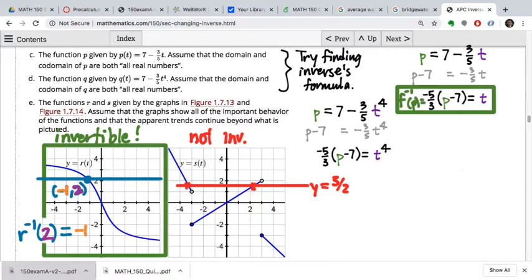I get a formula for the inverse function, because any p-value that I choose, any single input to this inverse, is going to give me a single value for my output. So why doesn't that happen when I have an exponent of 4 in here gumming up the works?